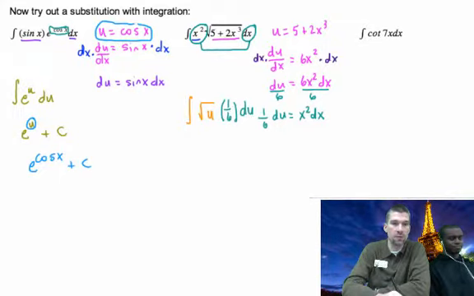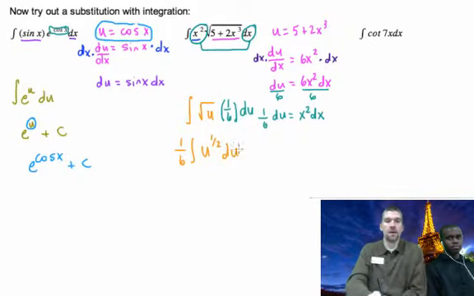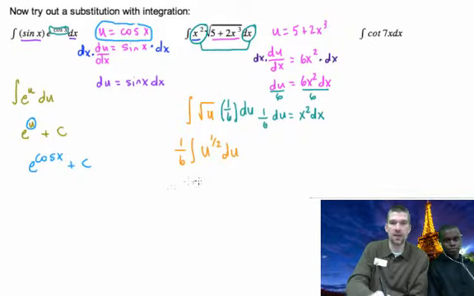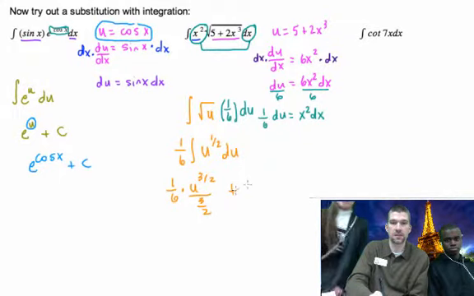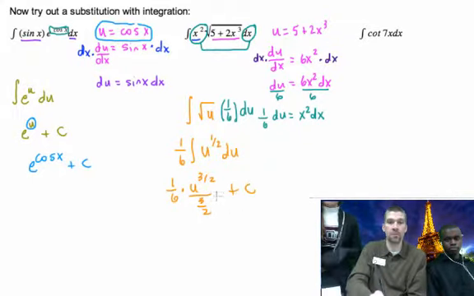And when we work this problem out, what we're going to end up with is the 1/6 can come in front of the integral because it's a constant. The square root of u is u to the 1/2 du. Now, add 1 to the exponent, divide by your new number. So I'm going to have 1/6 times u to the 3/2 divided by 3/2 plus c. All right, and there's your integral part.